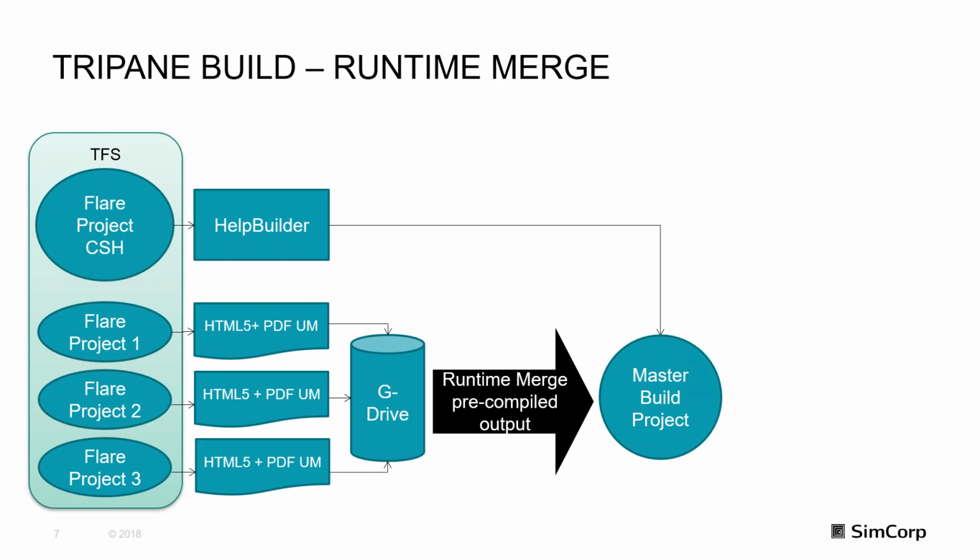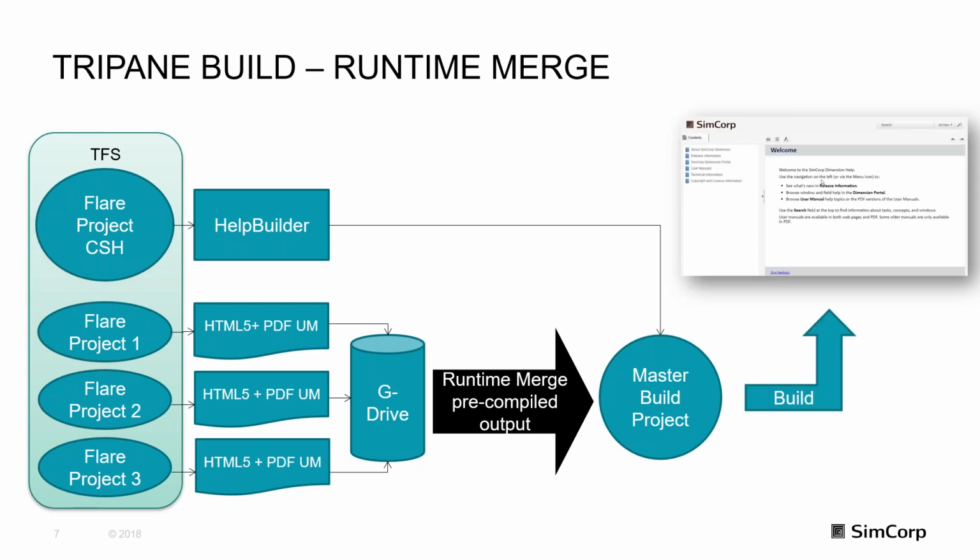Then what happens is that we use runtime merge to get all the pre-compiled output into the master build project. And I will show you what we mean by runtime merge in a few seconds. And once we have gathered all of this content in our master build project, it will build the output. And as you can see, this says it's a tri-pane output, and it looks slightly, just slightly different from site navigation, which of course is due to the skin and the style sheet as well.